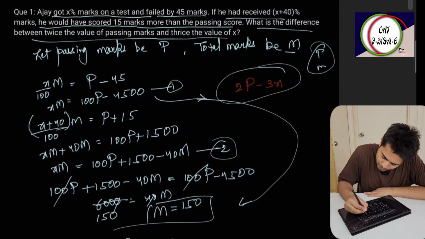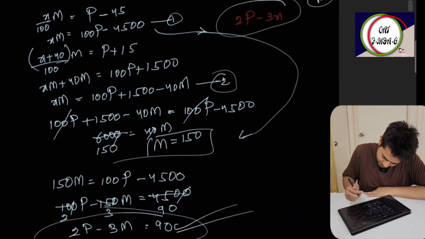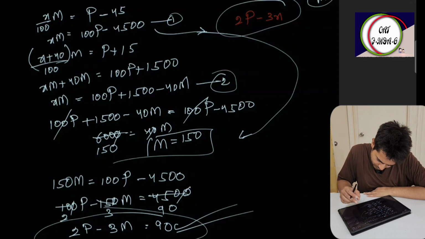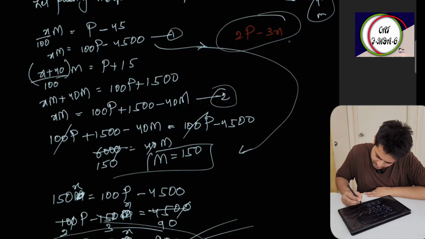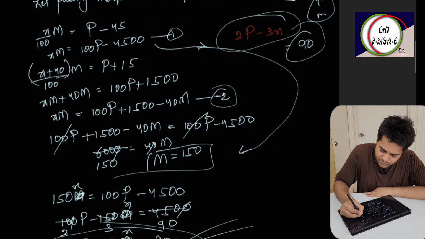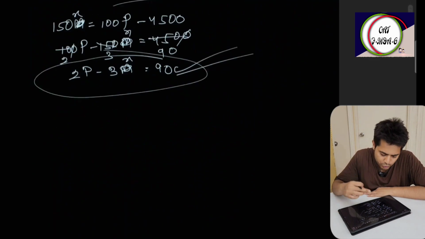Okay. 2P minus 3X. Sorry. Here we are getting 2P, M is equal to 150. So sorry, this is 150X. Okay, this is X, this is X. So 2P minus 3X is equal to 90. 90 is the right answer. Okay, let's move to the next question.